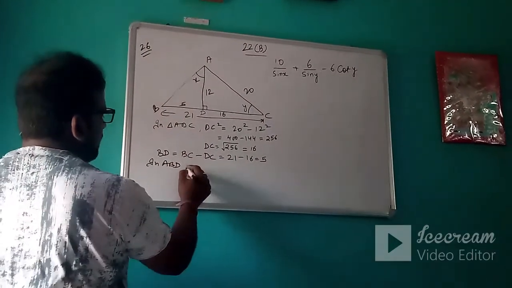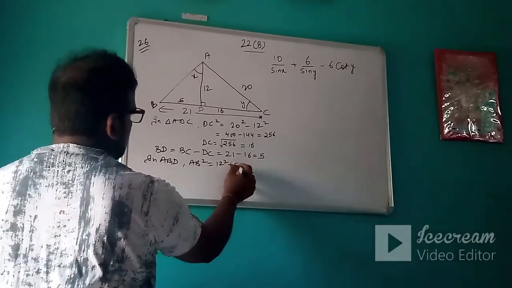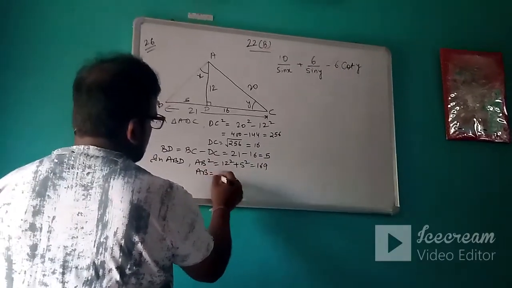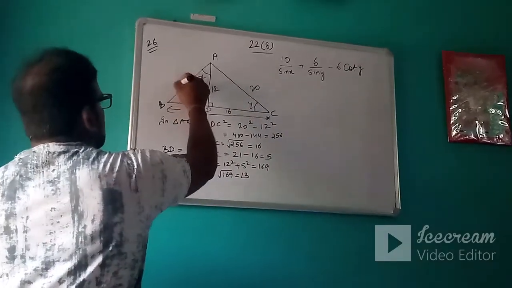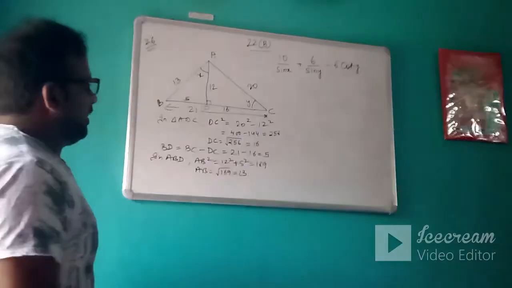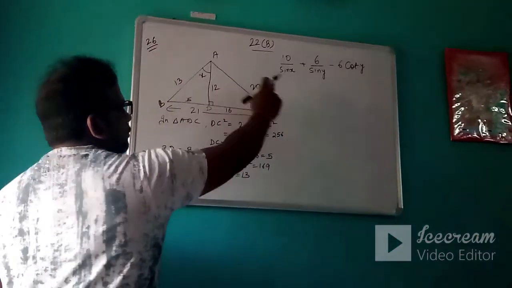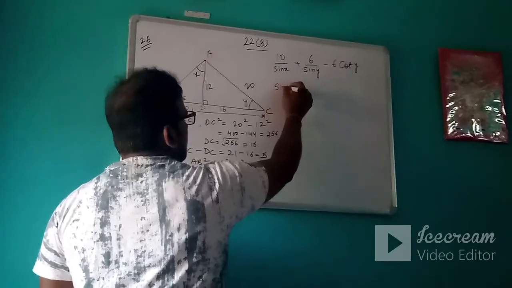Now you can see in this triangle ABD, we need AB. So what is AB square? AB square is 12 square plus 5 square, that is 169. So AB is square root of 169, that is 13. So this is 13. Now all the sides we have found. Now according to our given question, we will solve it. What is the first value we need? Sin x.